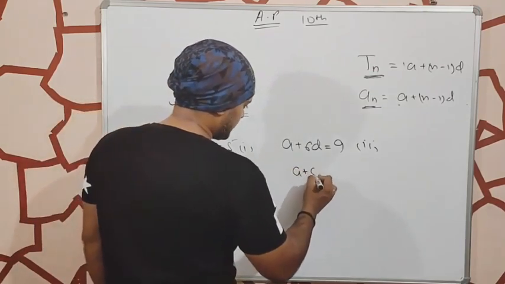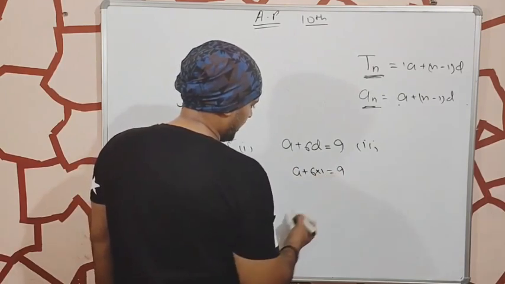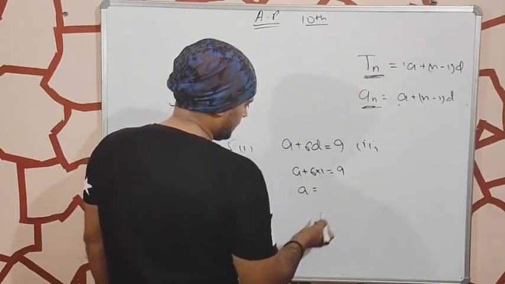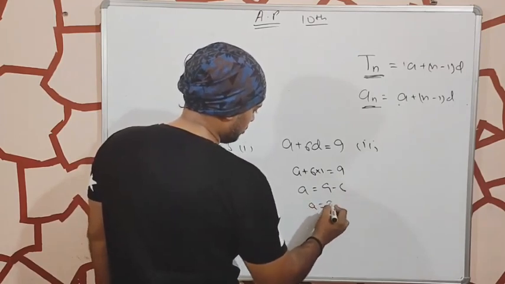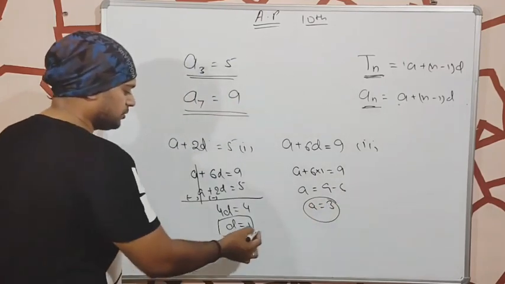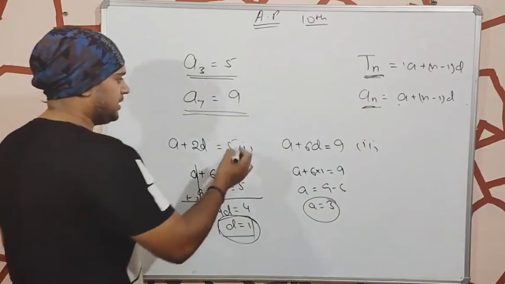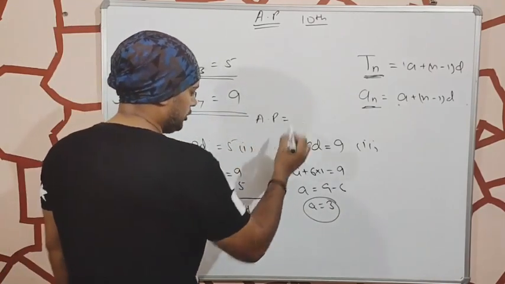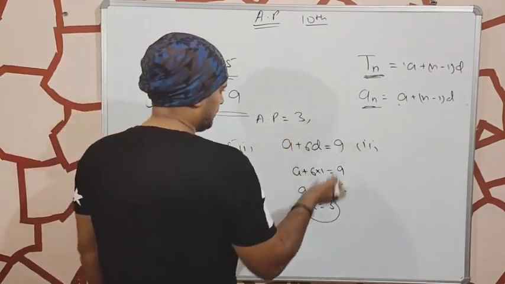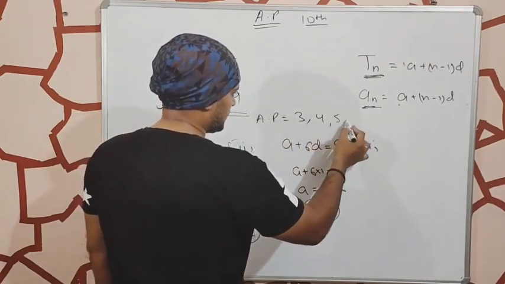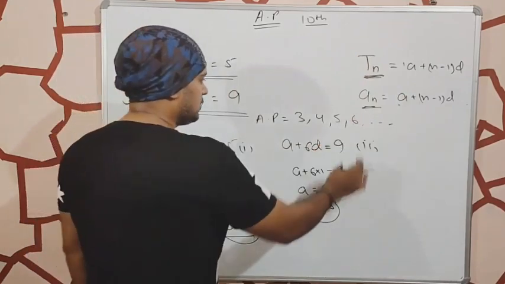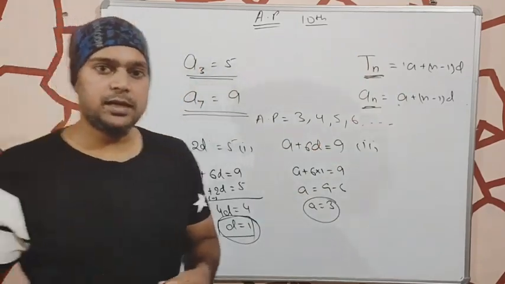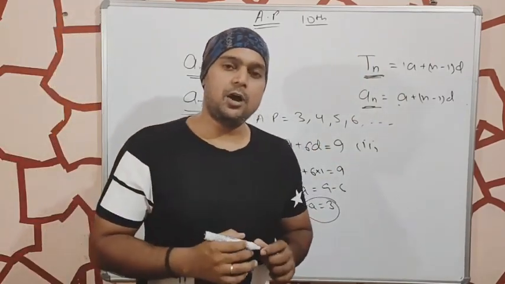So a plus 6 into 1 is equal to 9. Then a is equal to 9 minus 6, that is a is equal to 3. Now you got the first term and the common difference, so you will get the AP as well. The first term is 3, the common difference is 1, then the next term will be 4, then 5, then 6 and so on. Is that clear?